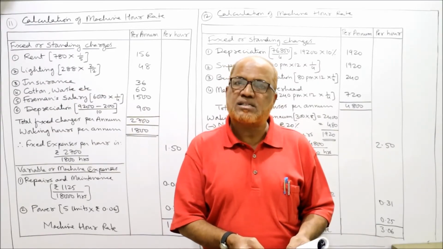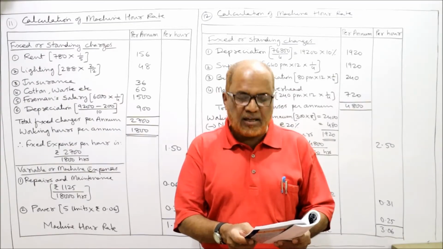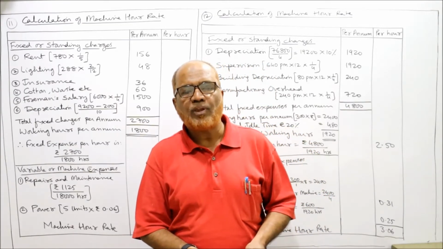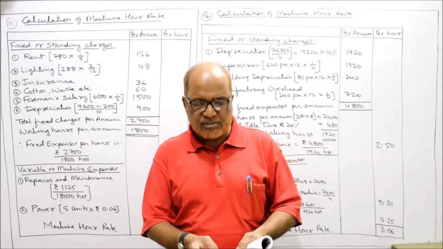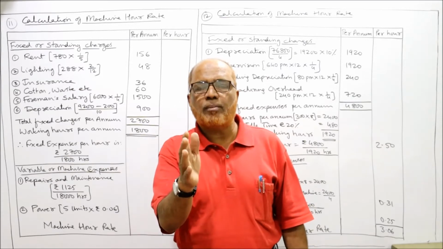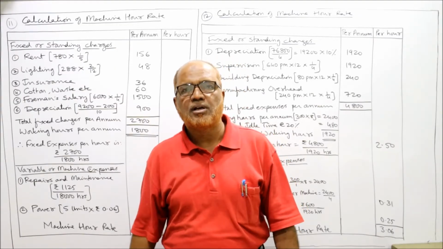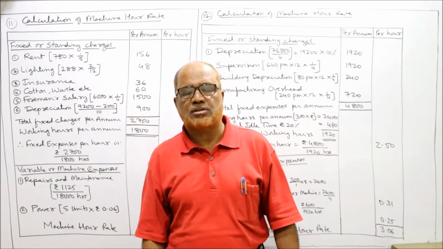And cotton waste, etc., 60 rupees per annum. Directly we will take 60 rupees. Foreman's salary is 6,000 per annum. Foreman is paid salary of 6,000 per annum, 1/4 for this machine. That means the foreman is devoting only 1/4 of his time on this machine. So we will take 1/4 of 6,000.